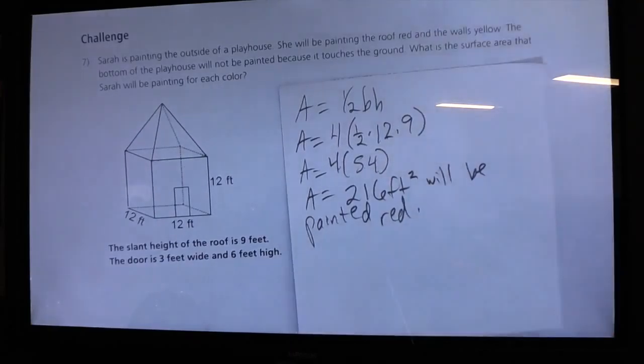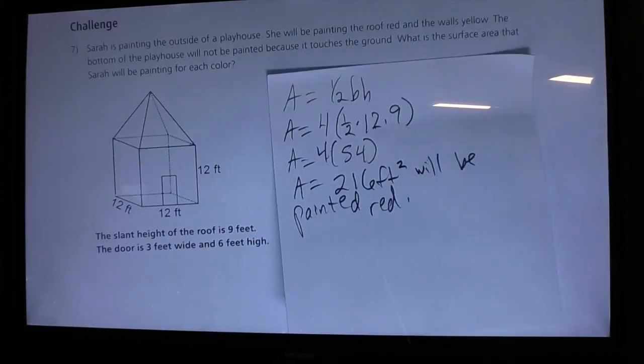red. Okay, so we found the surface area of the roof, and we found that the roof is 216 feet square, and that much will be painted red. Now, let's see if we can figure out the surface area of the walls.